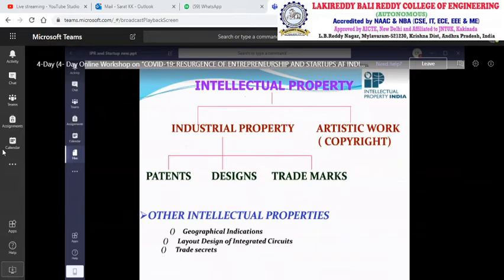Now other intellectual property also has rights, that is the geographical indication, the layout design of integrated circuits, or the trade secret. In the geographical indication we'll discuss some good examples one by one. So now come to the patent.